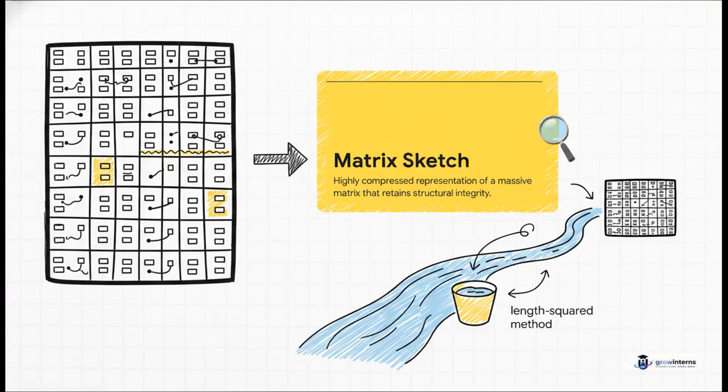A matrix sketch is exactly what it sounds like. It's a highly compressed representation of a massive matrix. Think of a massive document term database mapping billions of web pages to every single word in the English language. You could never hold that whole thing in memory. A sketch is like taking a tiny cup of water from the river that somehow miraculously maintains the exact chemical makeup of the entire rushing stream. By sampling rows and columns using our length-squared method, we construct a miniature matrix that behaves almost exactly like the giant one when we run calculations on it.